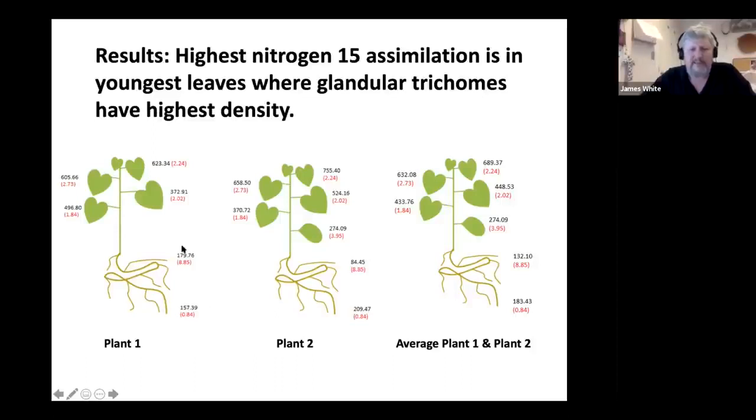If you look down at the roots, the number is much less, and that goes down as the tissues age. If you look at plant 2, you get 755 at this measurement, and then all the rest go down, to 84 in some of the roots. So a lot of fixation is happening on these developing structures, these developing leaves. In fact, it's in these developing leaves where we have the highest concentration of glandular trichomes. So there's a correlation between nitrogen assimilation into plants and the presence and density of those trichomes.